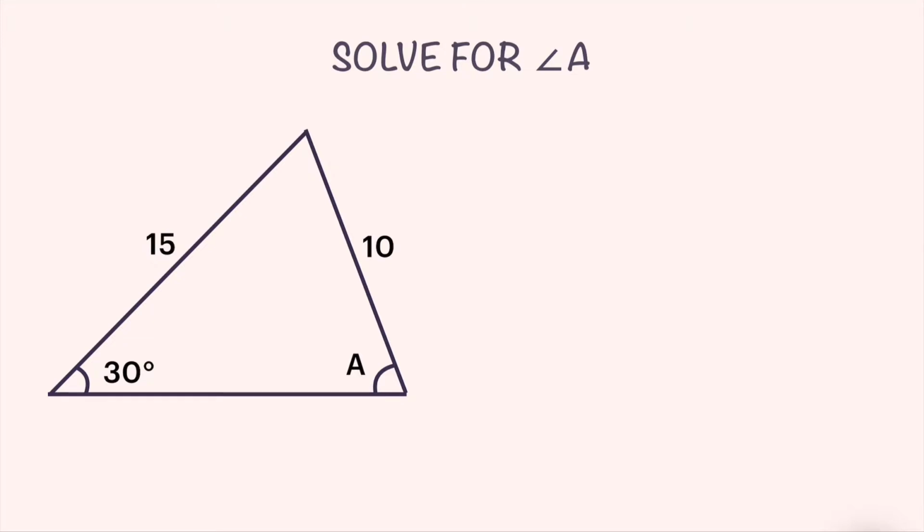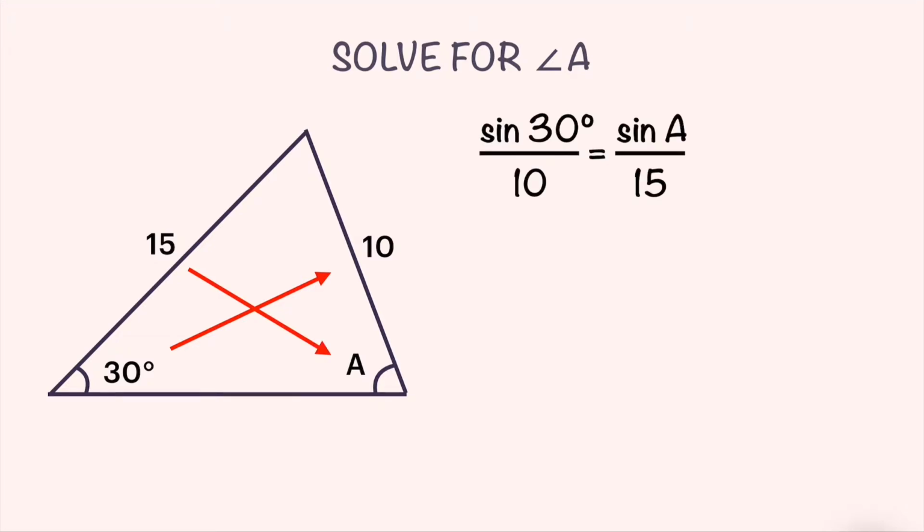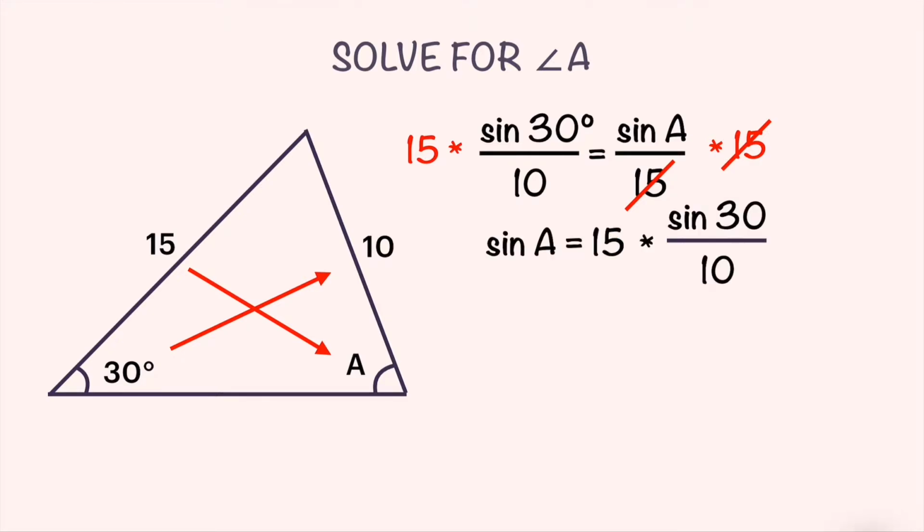Here's a triangle, and the question asks you to solve for angle A. Because we know an angle and its opposite side, we can use the sine law to set up our equation. Sine 30 over 10 is equal to sine A over 15. We multiply both sides by 15. 15 and 15 cancel each other out. So we have sine A is equal to 15 times sine 30 over 10.